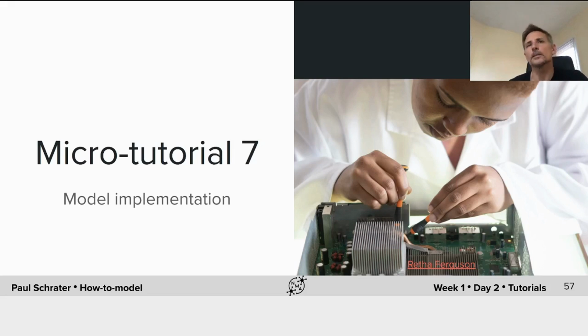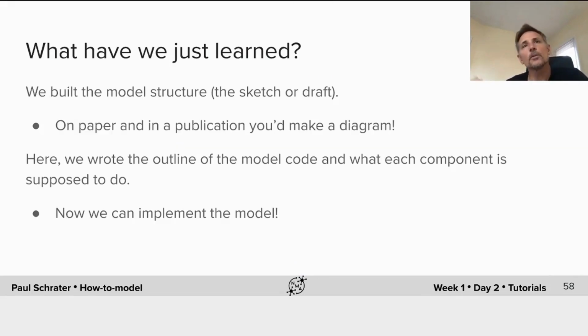Once we've outlined a model and we know basically what it is that we want to construct, we have our outline, we can move on to filling in all of the pieces with code. We just call that model implementation. What we learned is that we can sketch a model structure often without knowing any of the details in between.